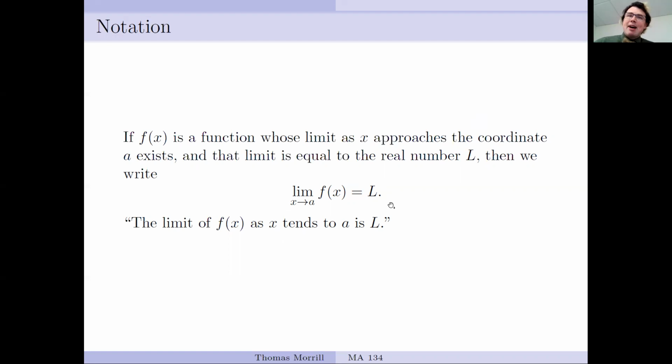So reading this out loud, I would say the limit of f of x as x tends to a is L. So this is my notation that's built up using equations, the same as we communicate a lot of other mathematical ideas. I want to point out that there are three major pieces of information here.